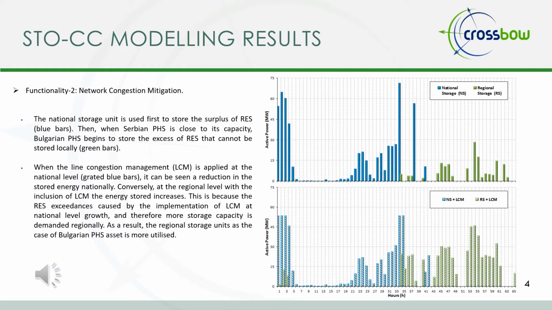Then, when we implement the line congestion management, which can be seen in the bottom figure, at the national level, which is the graded blue bar, it can be seen a reduction in the stored energy nationally, whereas at the regional level, with the inclusion of line congestion management, the energy stored increases, and this is because the RES exceedances caused by the implementation of the line congestion management at the national level grow, and therefore more storage capacity is demanded regionally.